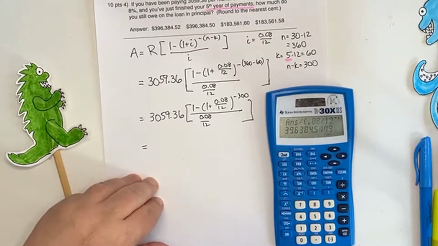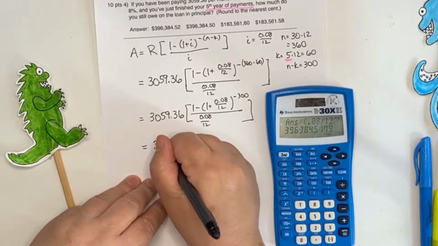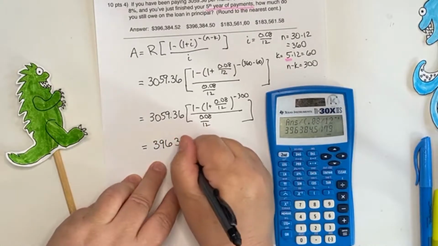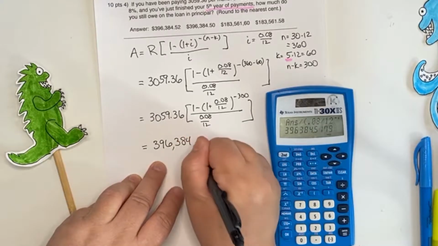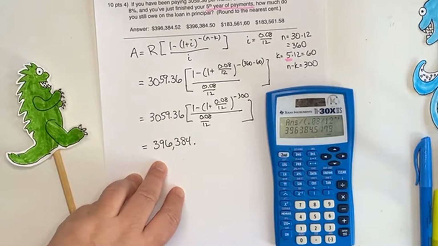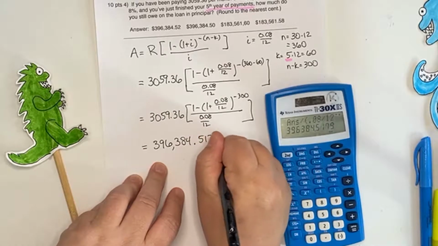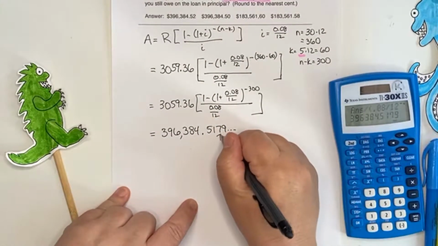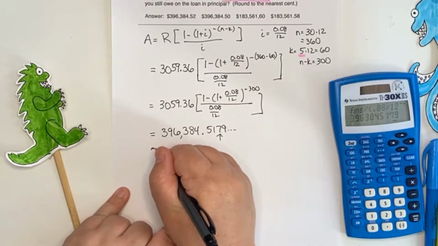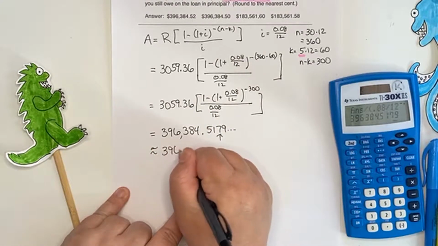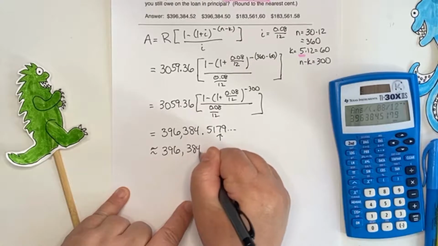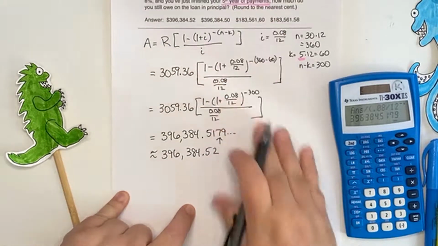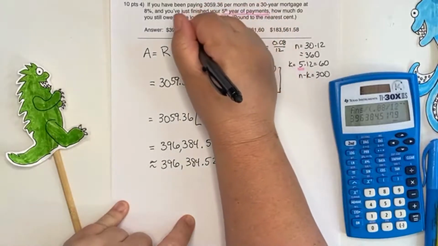So let's see, 396,384.5179 and some other digits that it's not telling me. So then I look to this digit and we're going to round up. So it's $396,384.52, which I see right there.